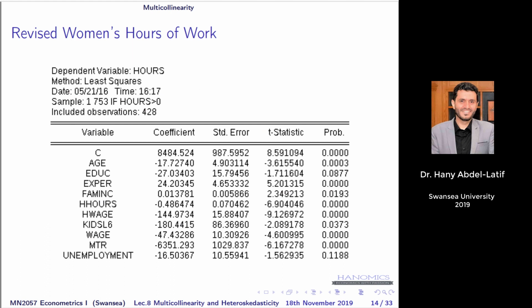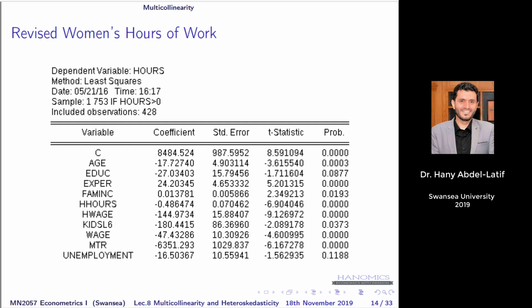So in our case here, when I drop some of the variables, most of the estimated coefficients change. For example, age and education were not statistically significant, and now it turns out that they are actually significant. The same with the husband's hours and the family income. So all these coefficients became significant, whereas remember, all these coefficients were not significant in my first attempt.